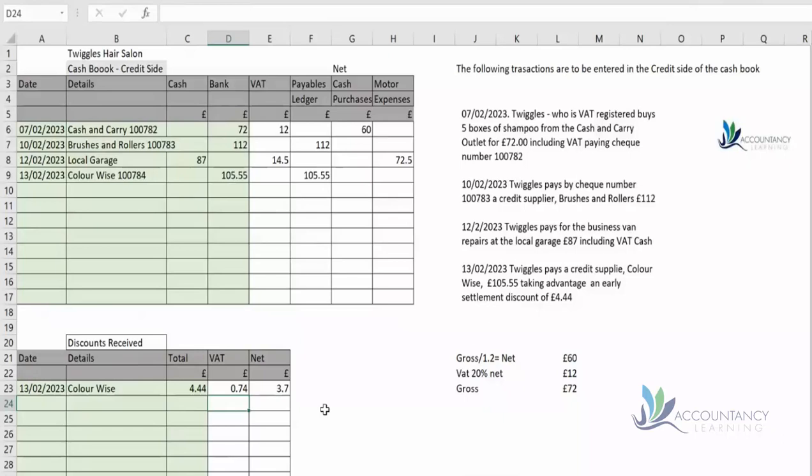And I hope that's helped to explain, in particular this time, the credit side of the cashbook and discounts received for early settlement.